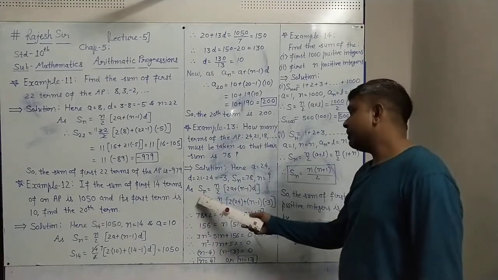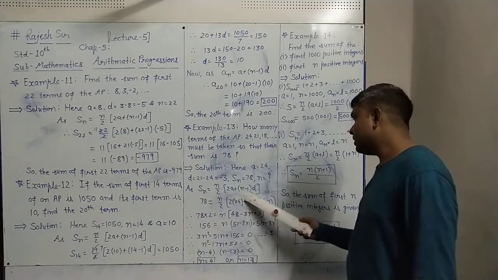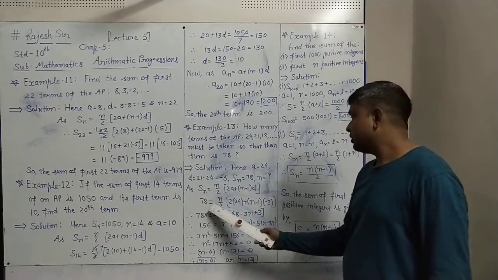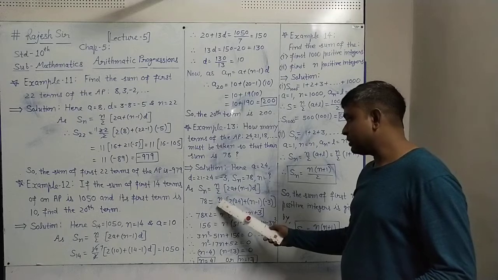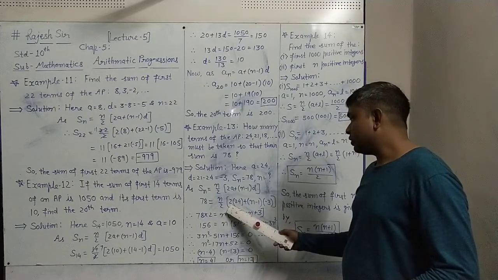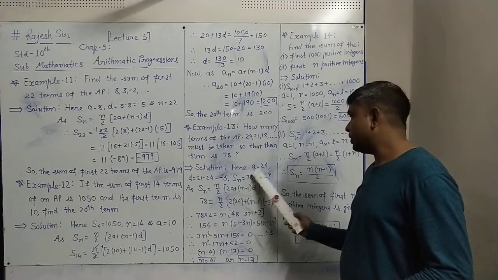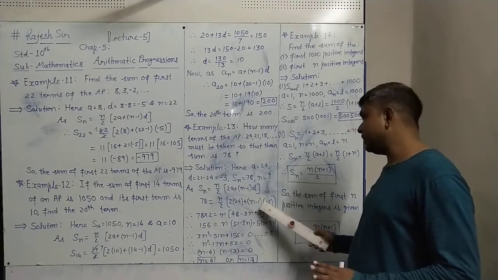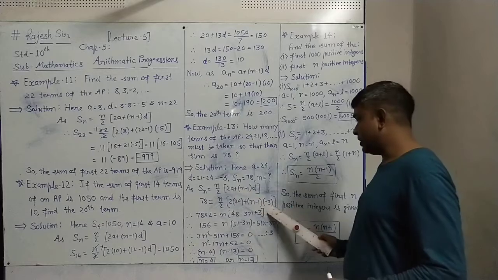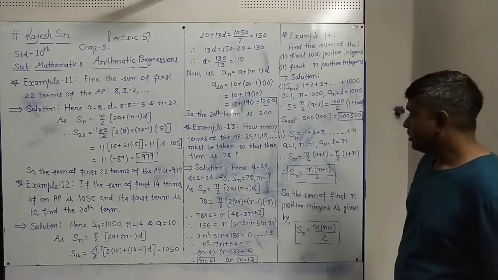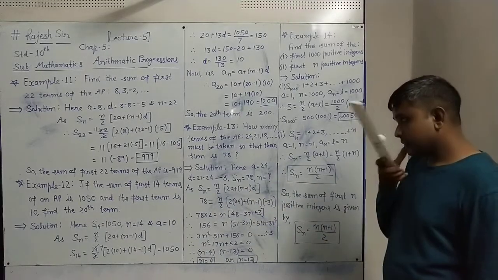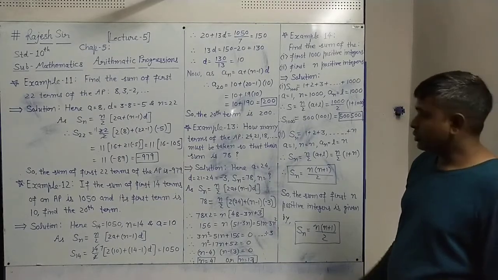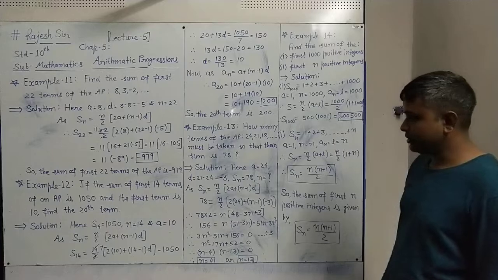As the sum formula, we have Sn equals n by 2 into (2a plus (n minus 1) d). Place all the values here: Sn is 78 equals n by 2 into bracket 2 into a, which is 24, plus (n minus 1) into d, which is minus 3. Whatever values were given, we have placed in the formula, and we need n.